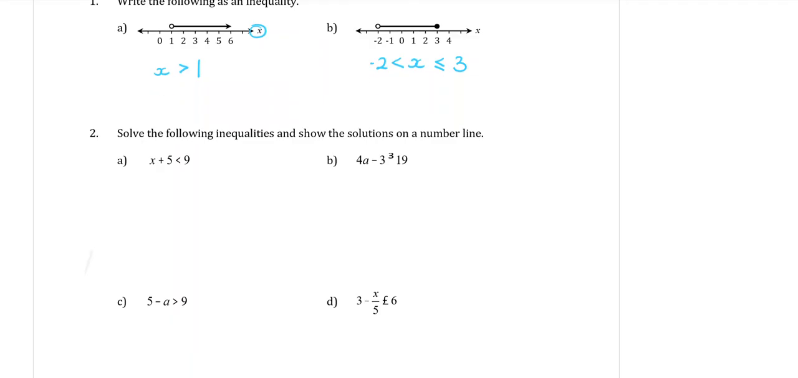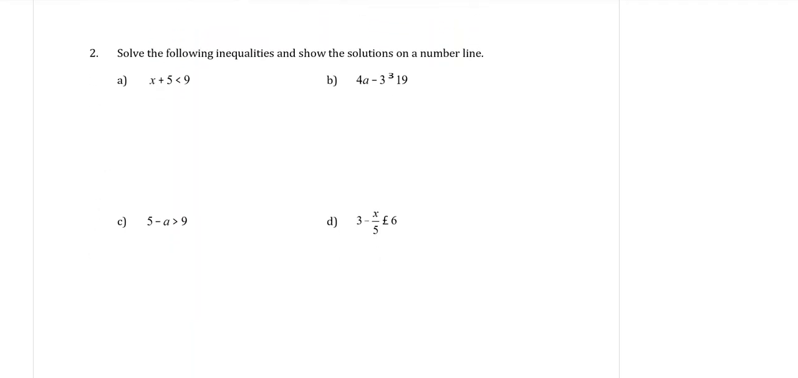Okay, so continuing from there, in question 2, we have to solve the inequality, and then we have to sketch the solution on a number line. So in A, we have X plus 5 is less than 9.